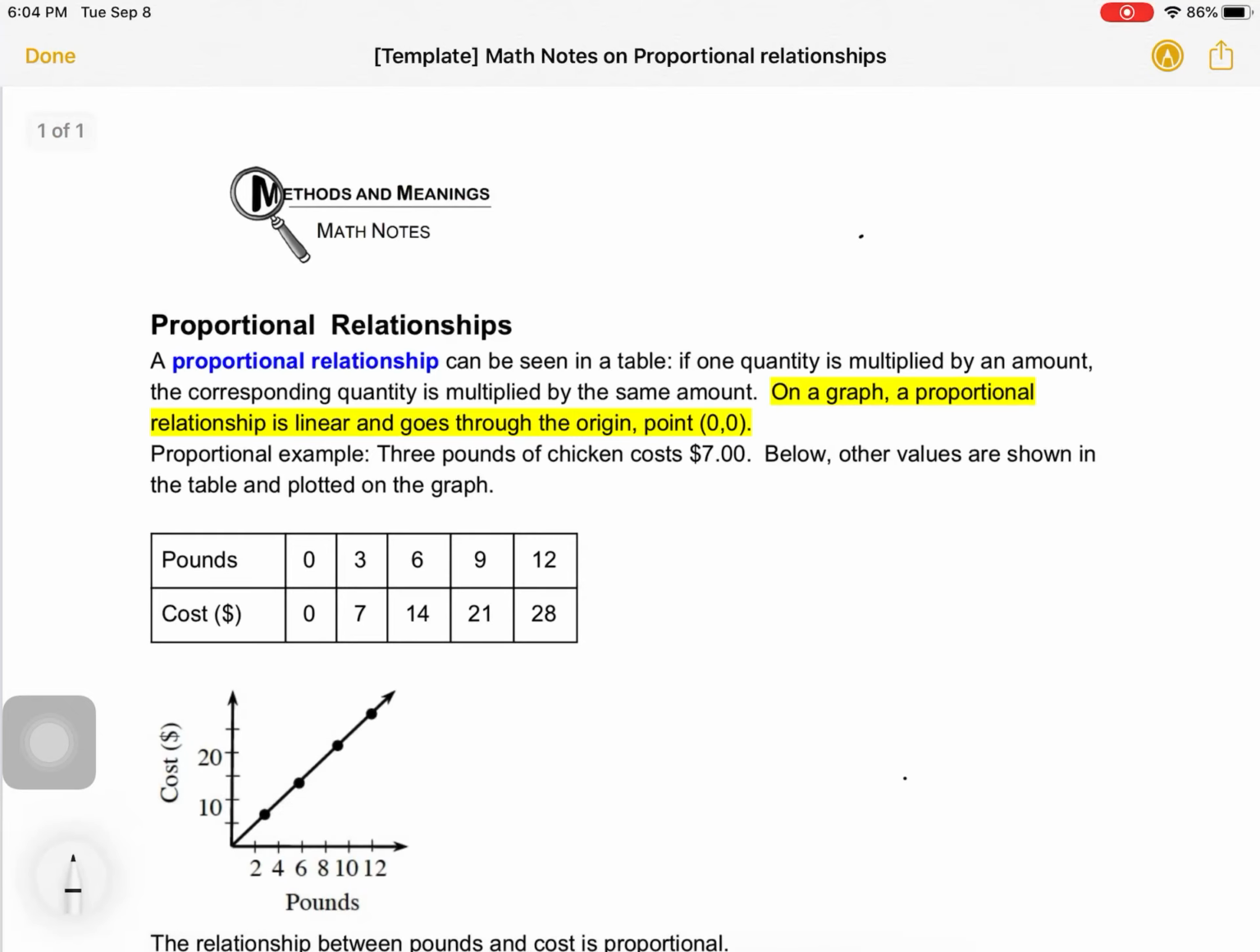Today you're going to have an assignment and you're going to be looking at proportional relationships. This is something that you did last year, but I want to go ahead and just review a little bit for you, so that in case you forgot or you need a little extra help.